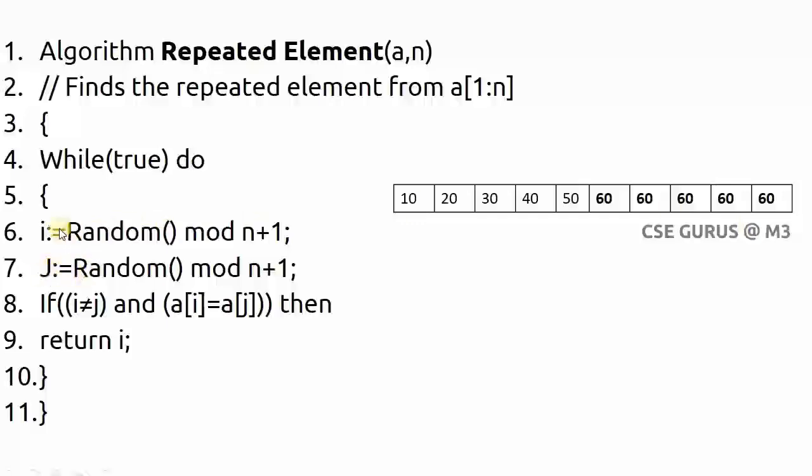Similarly for j also. Now you get i and j values, and i should not be equal to j, and A of i should be equal to A of j. So your index values should not be the same, and your A of i and A of j values should be the same. This is possible only if your indices i and j both belong to the 6 to 10 indices, then you will get the answer, returning i or j, whatever it may be. So it randomly selects. This is a concept of a randomized algorithm, one example of a randomized algorithm.